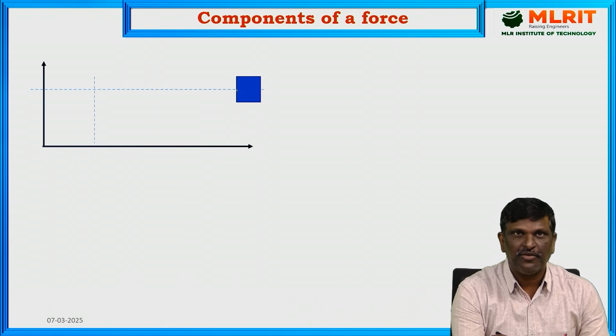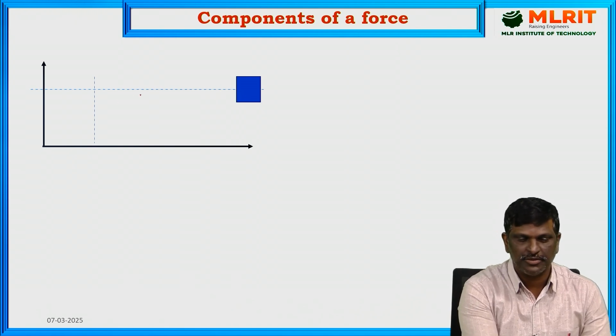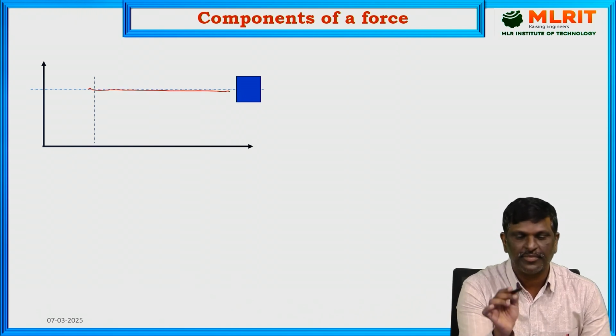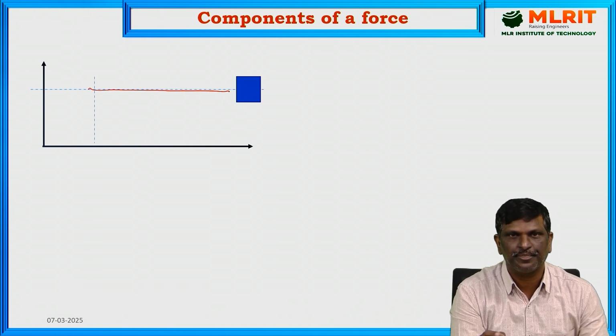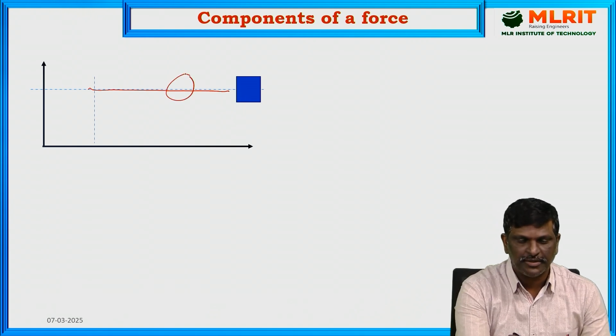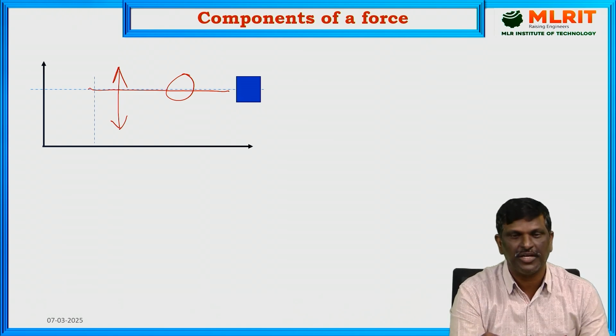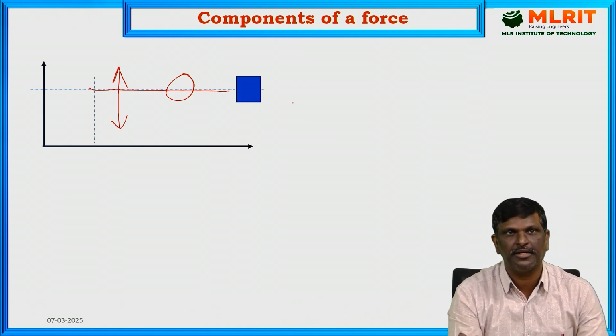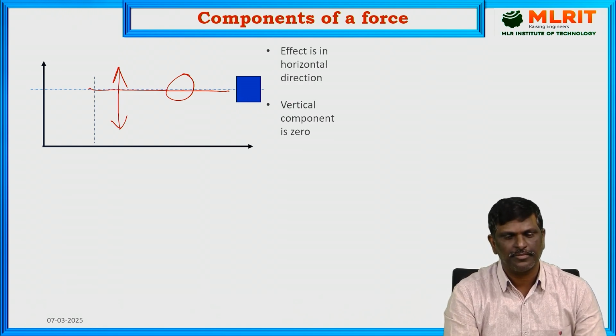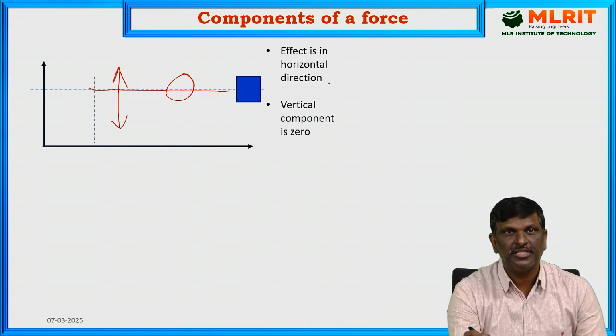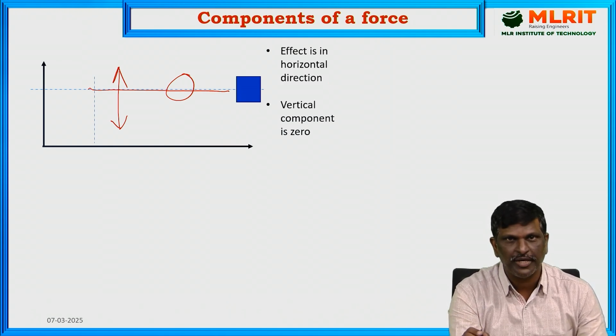The effect of horizontal force is solely in horizontal direction. There is no effect in the vertical direction. A horizontal force will not affect the body in vertical direction. So this horizontal force has only horizontal component. The total force itself is its horizontal component and the vertical component is 0.